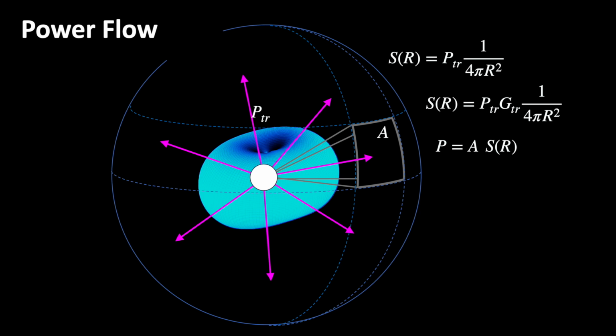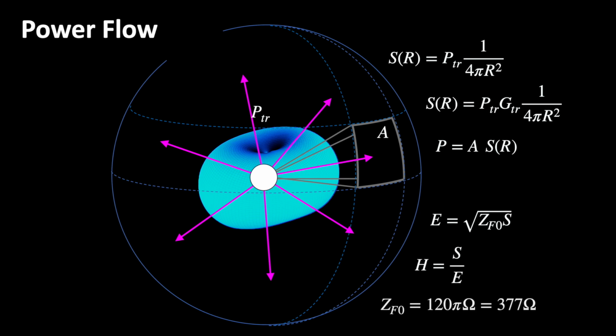In case of free space, we can easily derive the electric field E and the magnetic field H. The power flow as well as the field strength are obviously frequency independent. We keep that in mind.